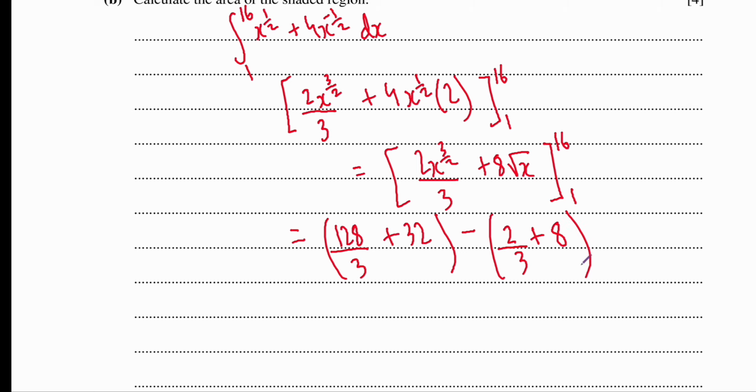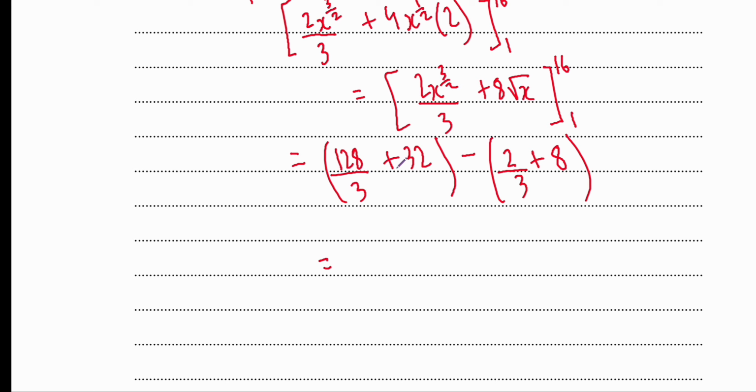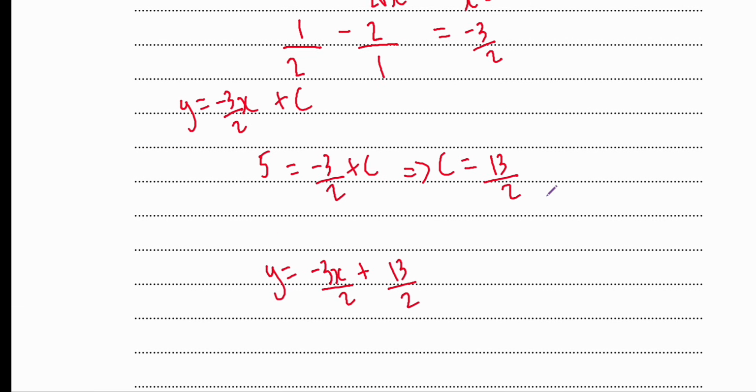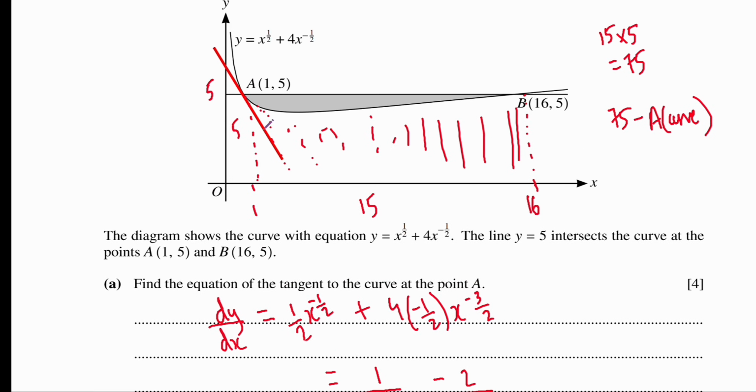So we have that. What can we do now? Well, we can just subtract. So we have 128 minus 2 over 3, which is 126 over 3. That can be simplified. That is actually just 42. Plus 32 minus 8 is just 24. So we have 42 plus 24, which is equal to 66. So that's the area underneath the curve. So that is this area right here. This whole thing is 66.